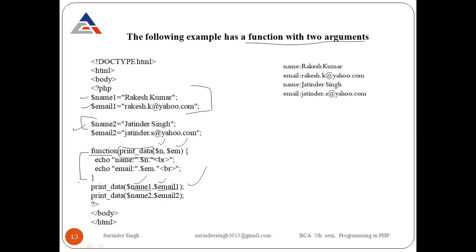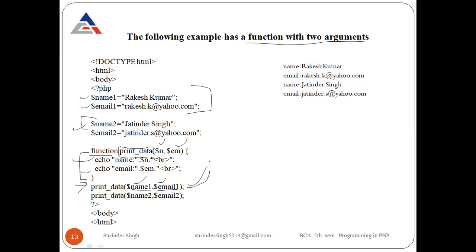Okay, here we have defined the function. In the function we are accepting two arguments, first for name and another for email, and here we are printing name and email. Clear? Now we have called this function.